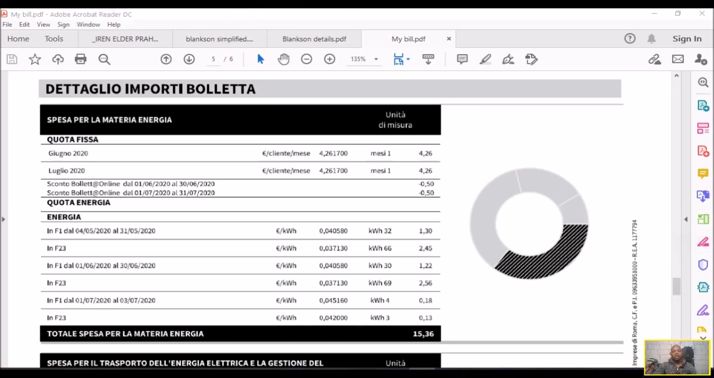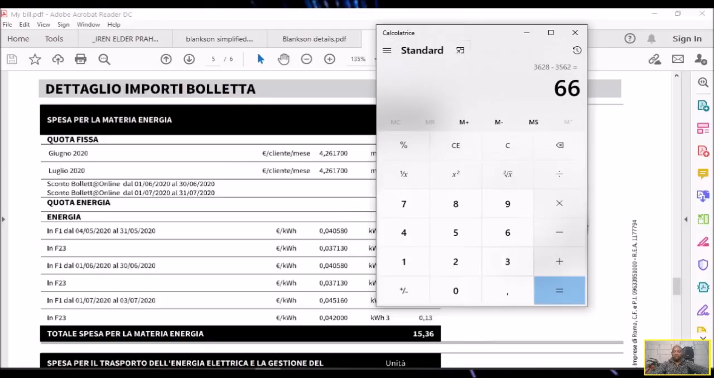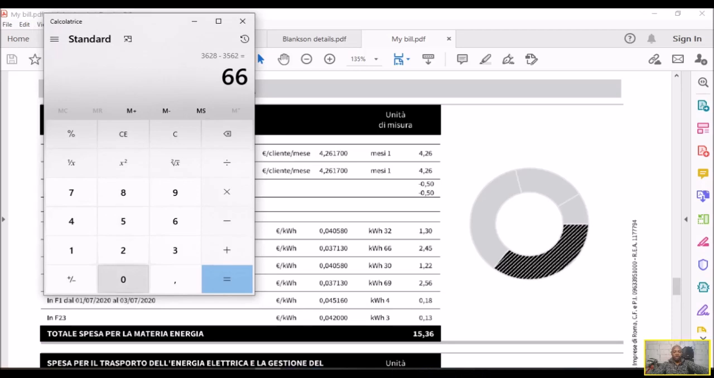Okay, over here they are telling you in F1 from 4th May to 31st May you used 32 kilowatts. Now, what you are paying per kilowatt hour, I am paying 0.040580. You can round it up to 0.041. So what are they going to do? They will multiply. Now let's do the calculation.